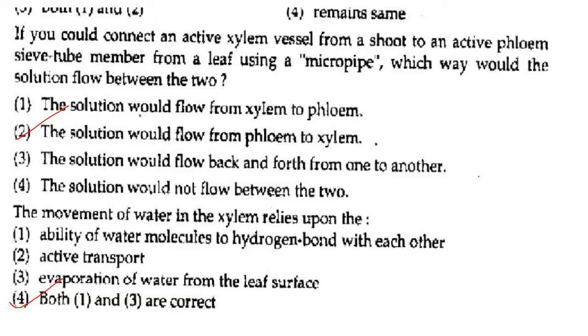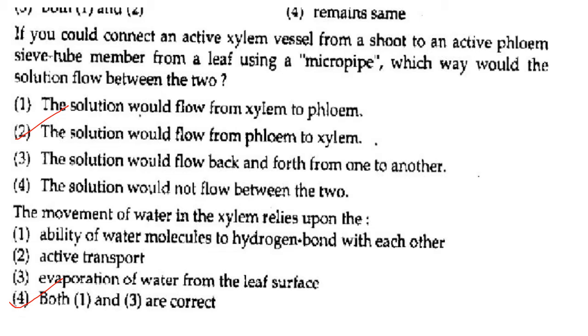Next one. If you could connect an active xylem vessel from a shoot to an active phloem sieve tube member from a leaf using a micropipette, which way would the solution flow between the two? Answer options are option 1, the solution would flow from xylem to phloem. Option 2, the solution would flow from phloem to xylem. Option 3, the solution would flow back and forth from one to another. Option 4, the solution would not flow between the two. Answer is option 2, the solution would flow from phloem to xylem.